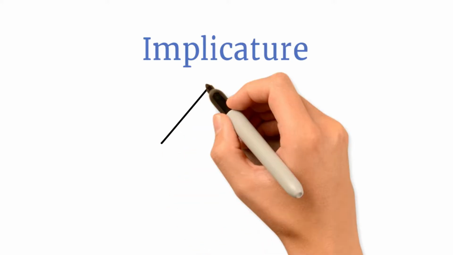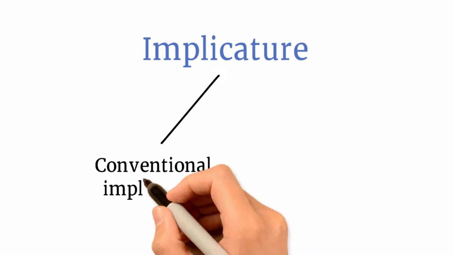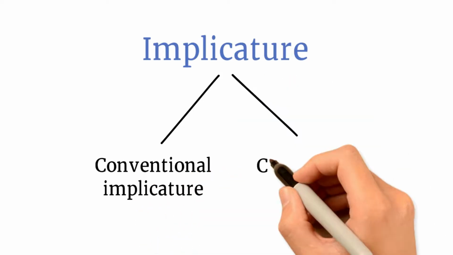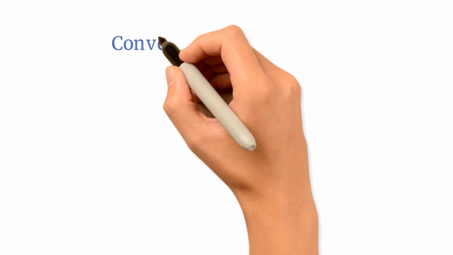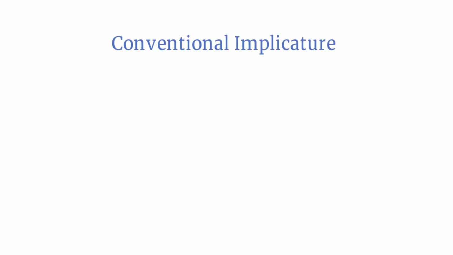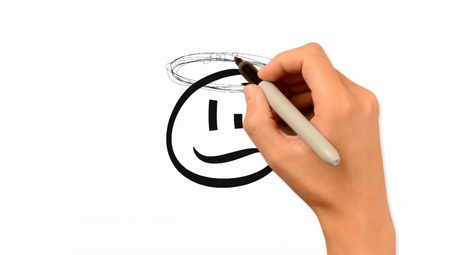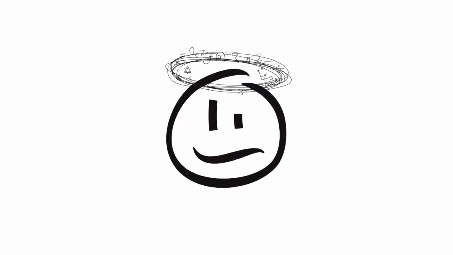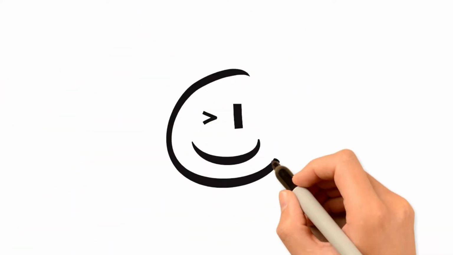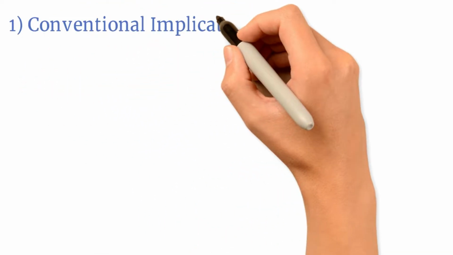In Grice's theory of implicature, it is further divided into two types. They are conventional implicature and conversational implicature. When you hear the word conventional implicature, what do you think about it? Do you think this is a difficult thing to learn? I hope you don't think that conventional implicatures are difficult to learn, because once you look at the example, you will think that this is the easiest thing to learn. Now, let's discuss conventional implicature.